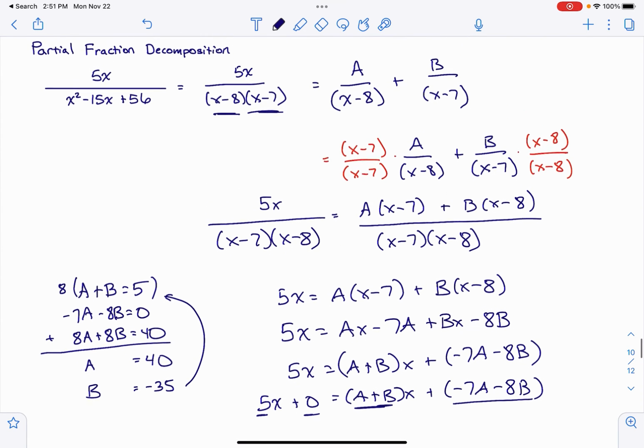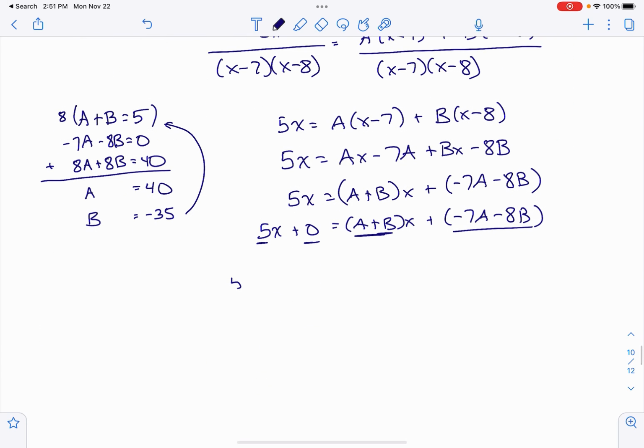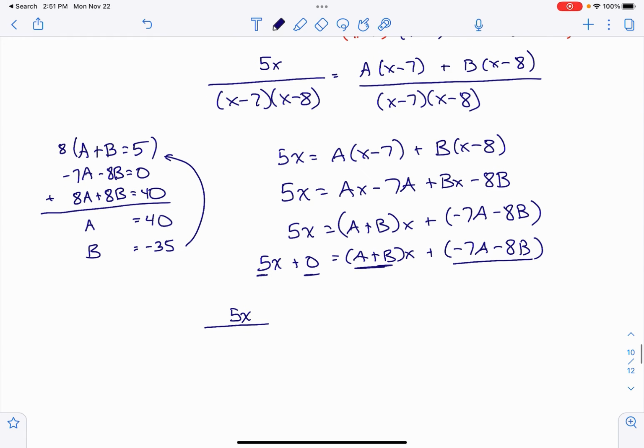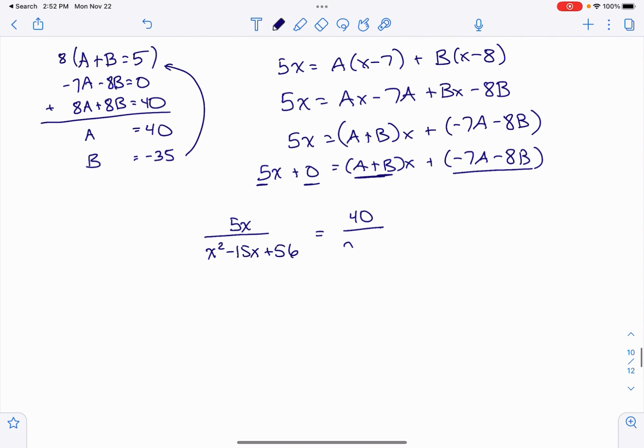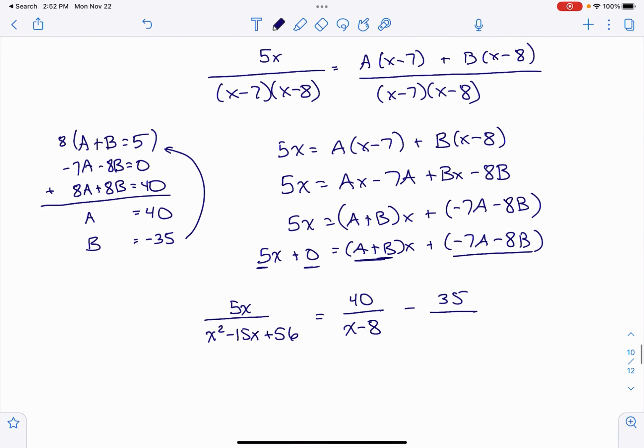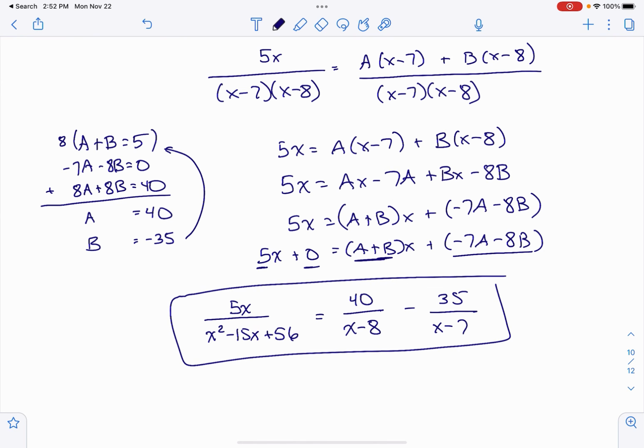So now we're done. We know that 5x over x squared minus 15x plus 56 is equal to 40 over (x minus 8) minus 35 over (x minus 7). And we're done.